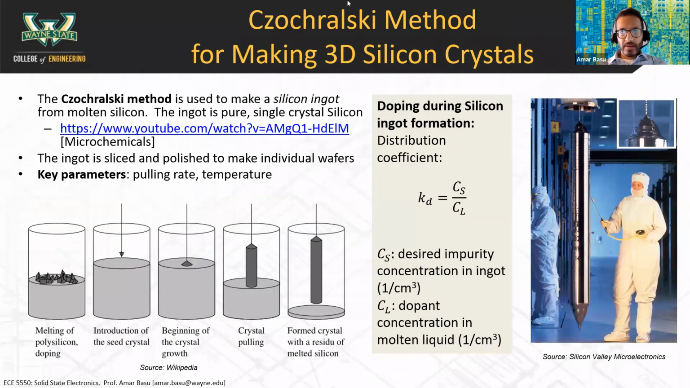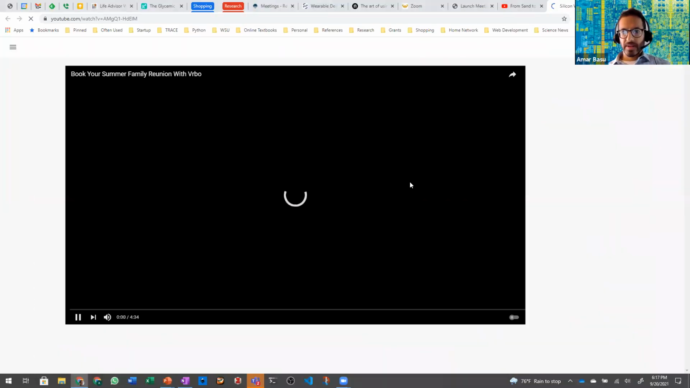Okay, let's see if there's a question here. So this is the Czochralski process or the Czochralski method. This is what's used to make a silicon ingot from molten silicon. So let's just start by watching this video. I just think watching the videos gives us a nice picture of what's going on.